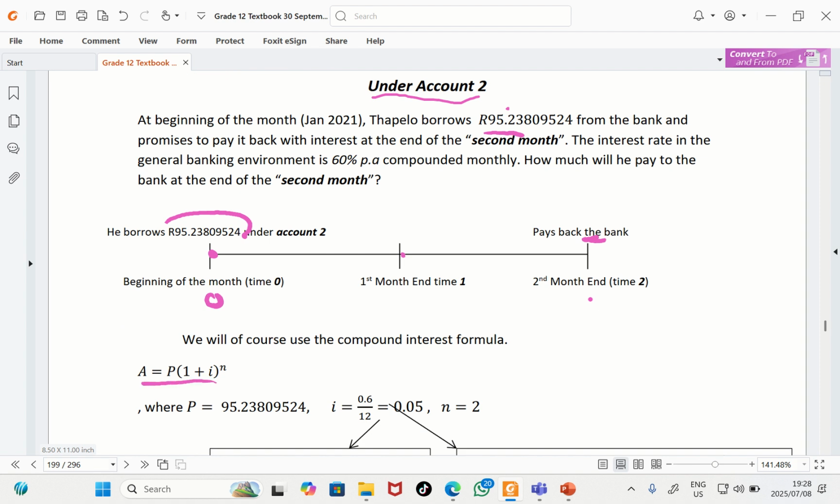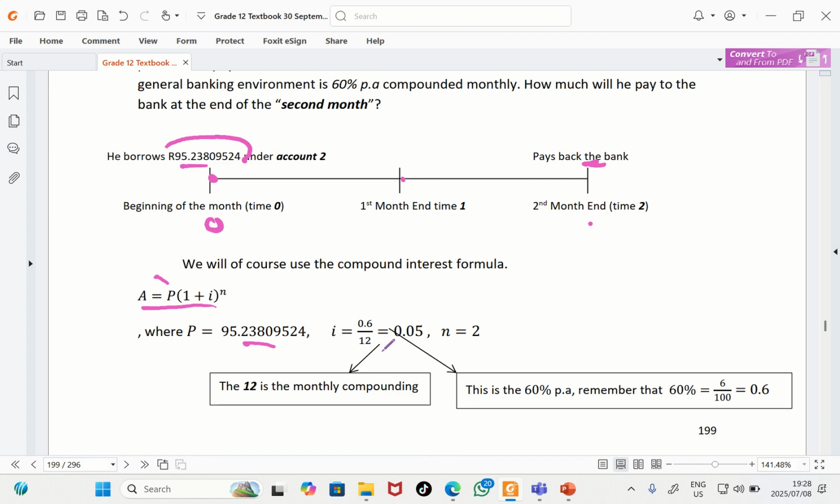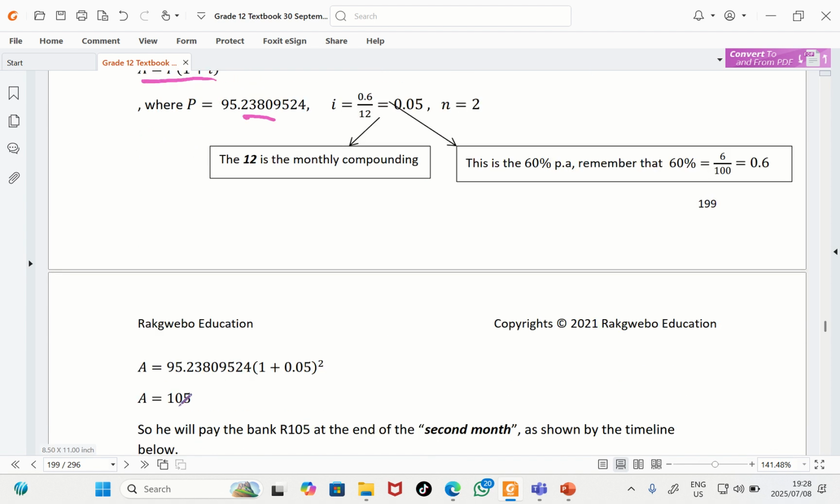So we used our classical formula. Our P is the 95.23. Our interest, don't forget, is 5% or 0.05. And then our time is 2, the number of periods over which the money grows. We're working in terms of months, so it's 2 months, so it's 2. This is not the number of years. Be careful. So we substitute there and we get an answer of 105.